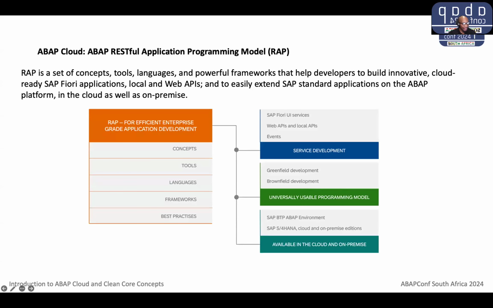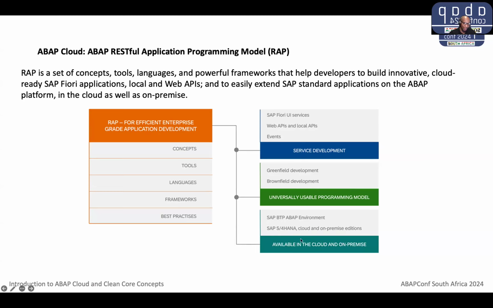And this basically is a programming model as well. These are some of the things that make up that model. So RAP is defined as a set of concepts, tools, and languages, and a powerful framework to help developers build innovative, cloud-ready, secure applications, local and web APIs, and to easily extend SAP applications on the ABAP platform in the cloud as well as on-premise. The nice thing about RAP is that, right at the bottom here, RAP is standard. It's consistent whether you are on cloud or on-prem.